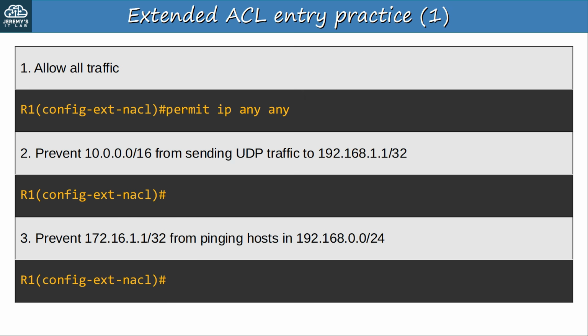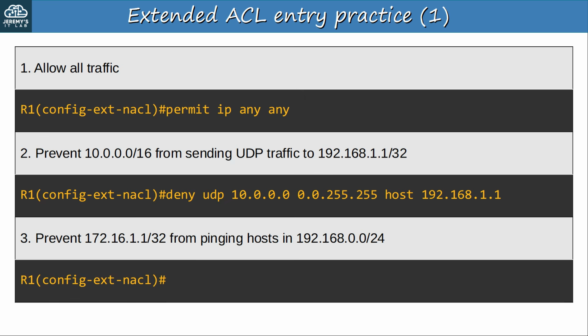Okay, how about number 2? Prevent 10.0.0.0/16 from sending UDP traffic to 192.168.1.1/32. Here's the answer. Deny UDP 10.0.0.0, 0.0.255.255, host 192.168.1.1. Instead of host, another option is to write out the wildcard mask at the end instead, 0.0.0.0.